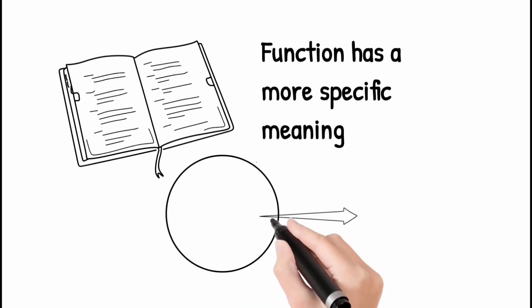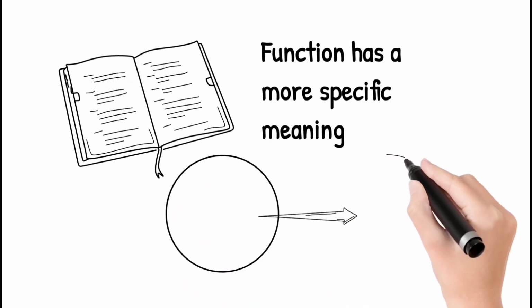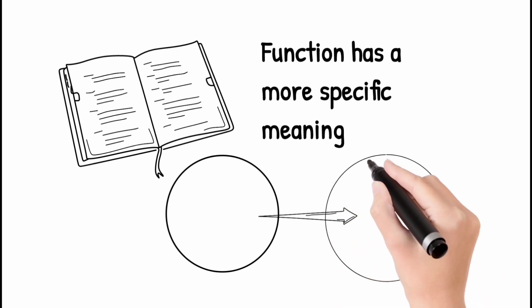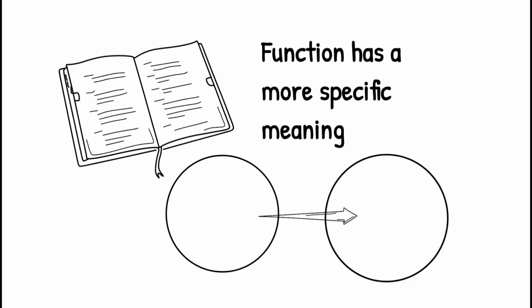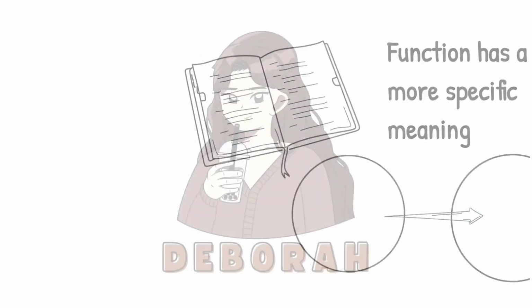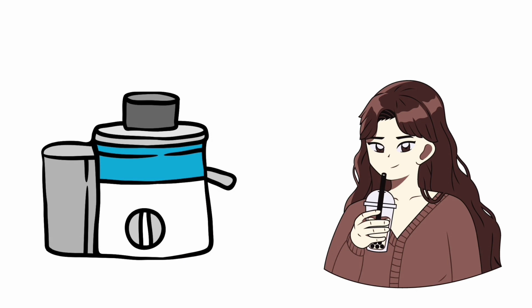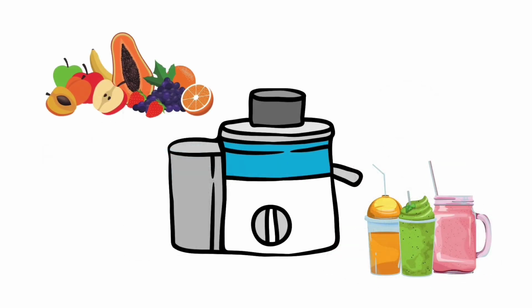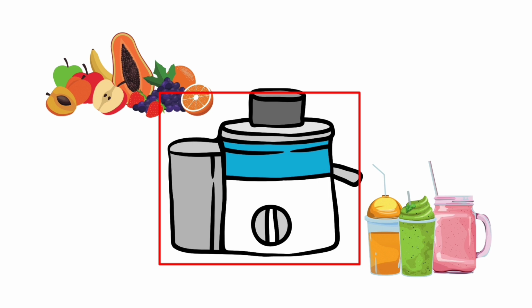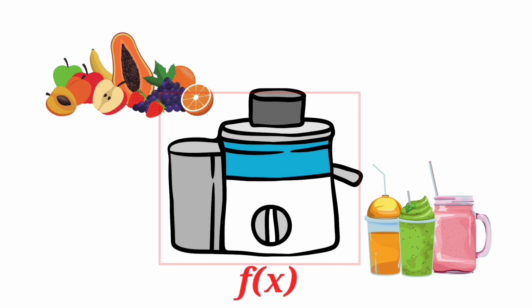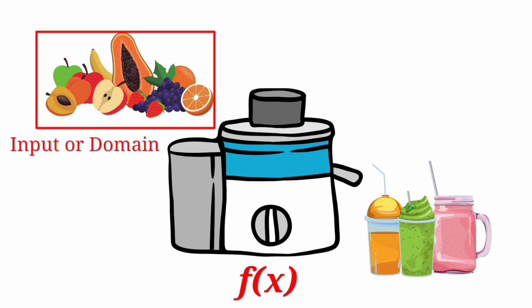Basically, nire-relate or kinokonekta ng function ng isang set sa isa pang set in a particular way. These sets could be a collection of anything, numbers, letters, images, foods, kahit ano. Halimbawa si Deborah, nakabili siya ng maliit na machine, kung saan ang function ng machine na ito ay automatic na i-convert ang fresh fruits sa instant smoothie. Ang machine na ito, this could be a great representation of a function, f of x, the set of fruits. Ito ang input or domain.